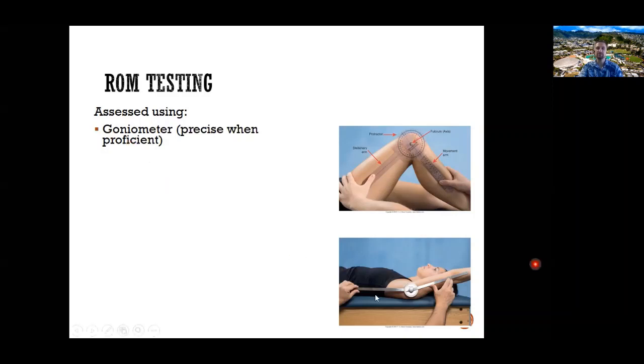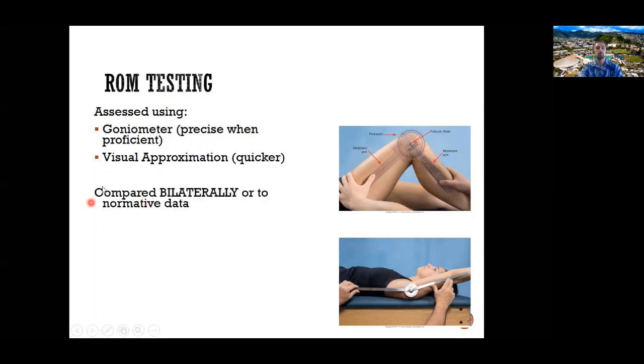So here you can see the patient's at like 165 degrees of shoulder flexion. But if the clinician was doing it, then they'd have to passively move it. And that gets tricky to measure passive range of motion because you're using your hands and the goni at the same time.